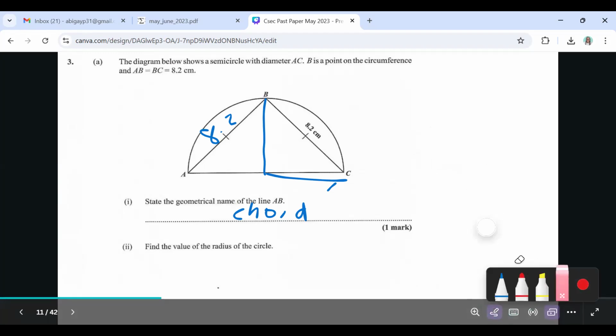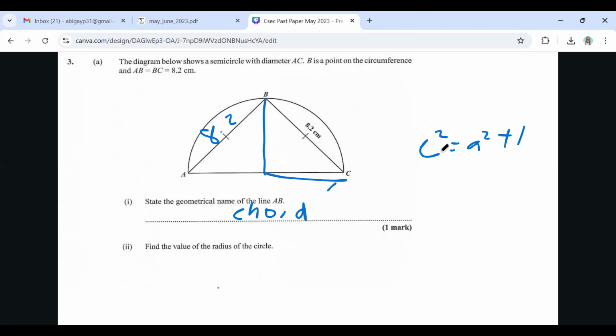And maybe because I love A, B, and C in order. C squared equals A squared plus B squared. So I'm going to write here D, the diameter, equals 8.2 squared plus 8.2 squared.